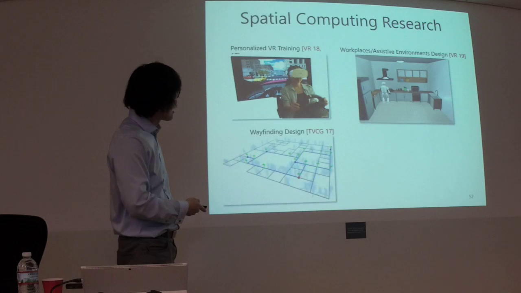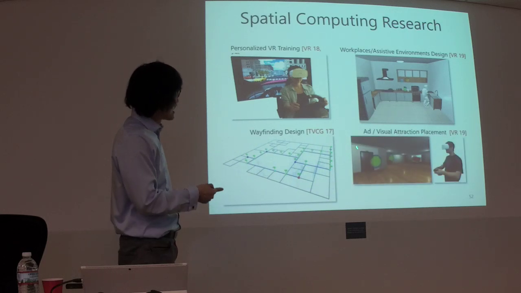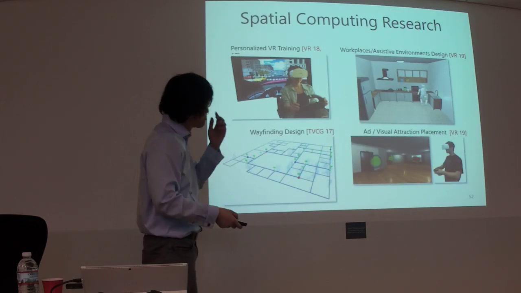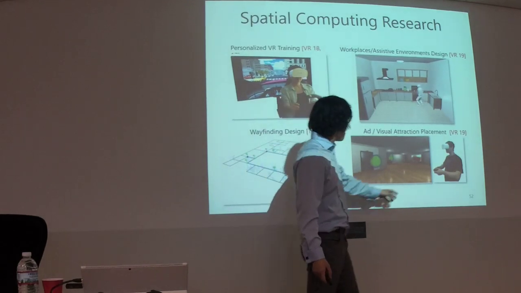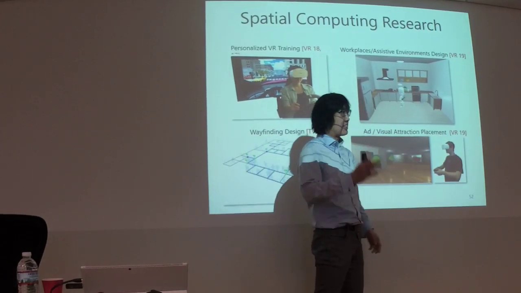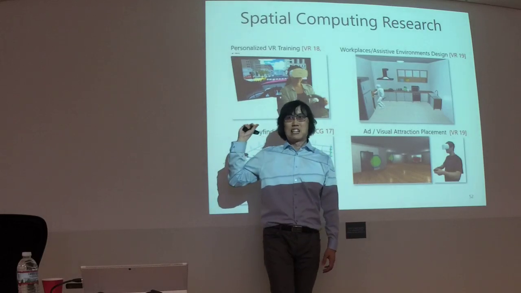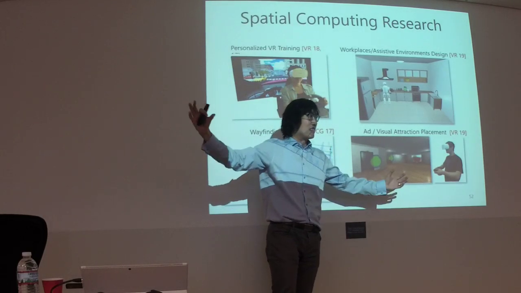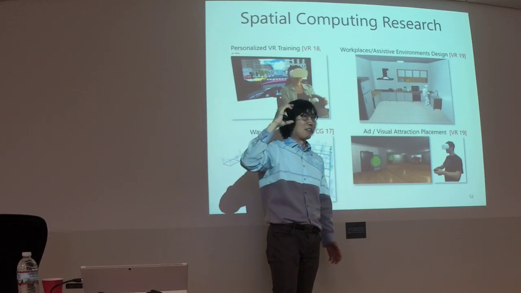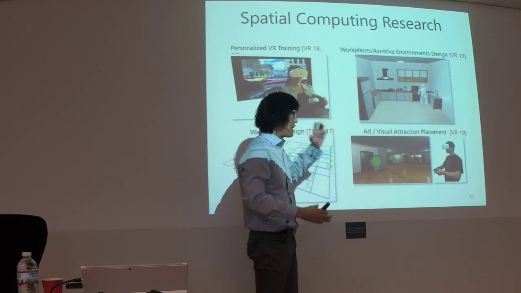We also work on that, and also on ad visual attraction placement. There are some VR headsets these days that can track human eye gaze. That's very important because it tells us which regions in the environment attract human attention, so that we can train a classifier.